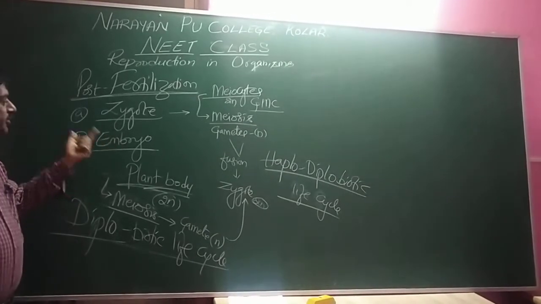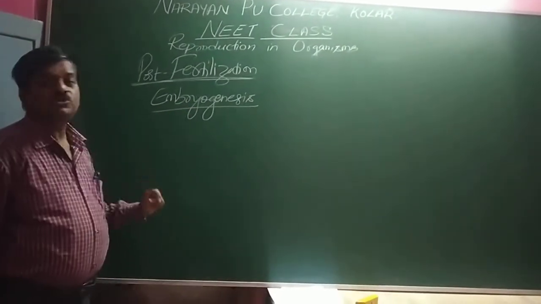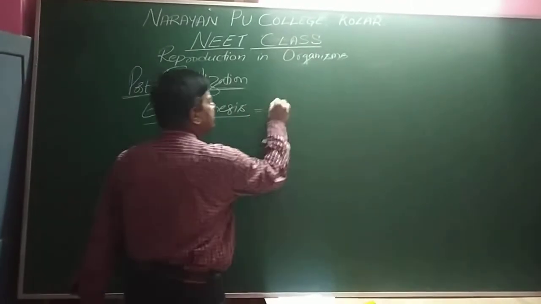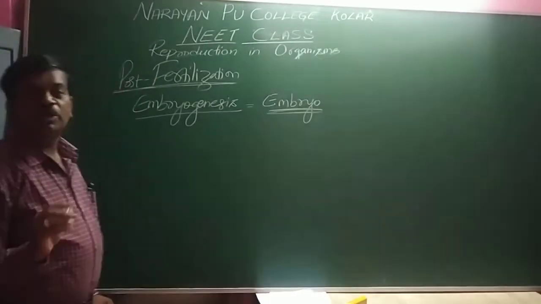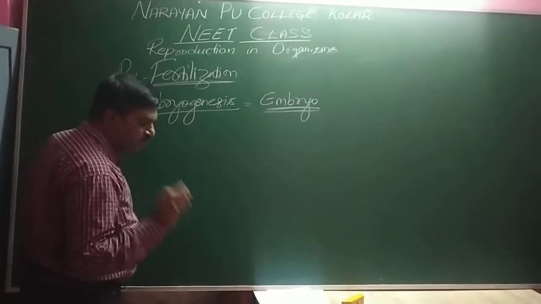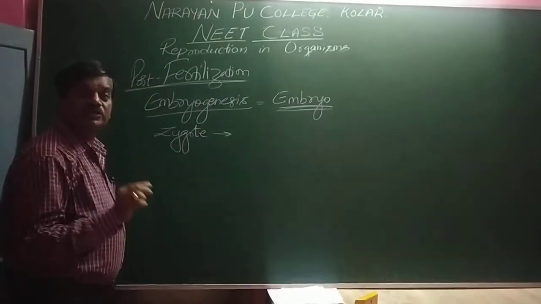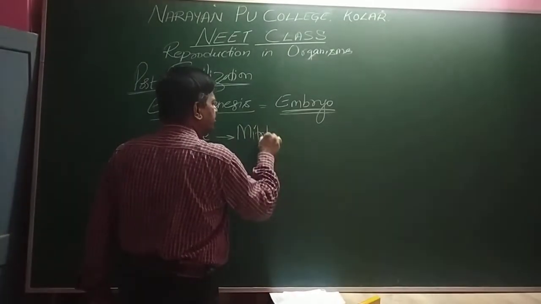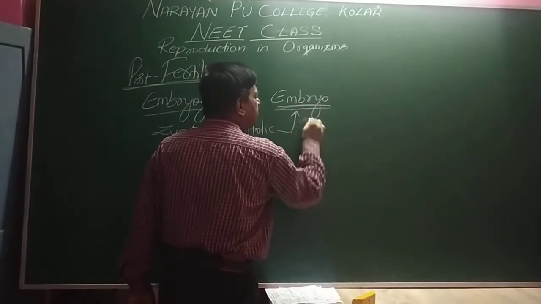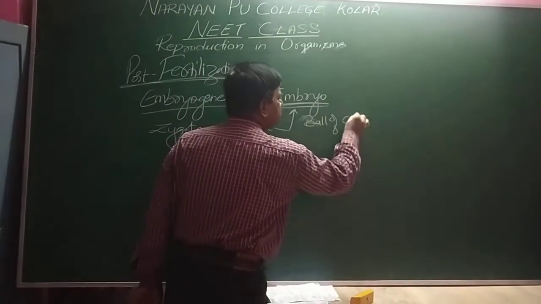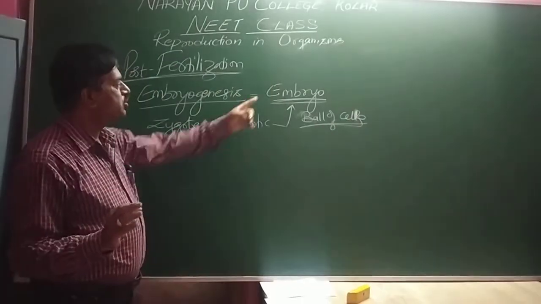Now, we'll step into the next word, embryo. Now we start with embryogenesis. The meaning of embryogenesis is the synthesis of embryo. Formation of embryo is called embryogenesis. Here, the male gamete and female gamete fuse to form a zygote. This zygote undergoes repeated mitotic divisions to produce an embryo. An embryo is nothing but a ball of cells or mass of cells.